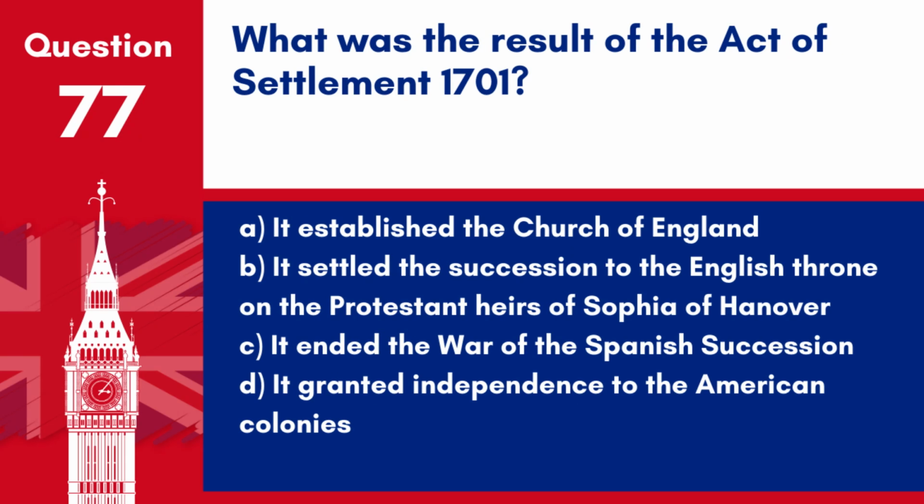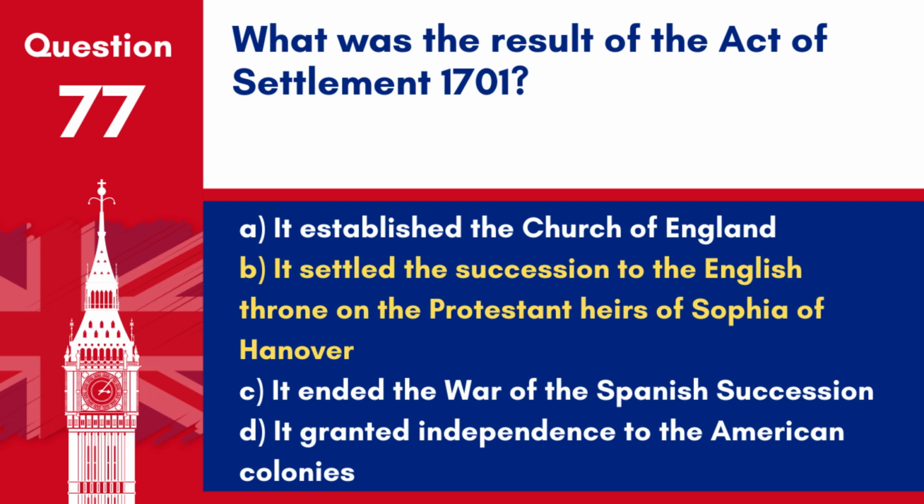Question 77. What was the result of the Act of Settlement 1701? A. It established the Church of England. B. It settled the succession to the English throne on the Protestant heirs of Sophia of Hanover. C. It ended the War of the Spanish Succession. D. It granted independence to the American colonies. Answer B. It settled the succession to the English throne on the Protestant heirs of Sophia of Hanover. The Act of Settlement 1701 determined the succession of the English throne in favour of the Protestant heirs.